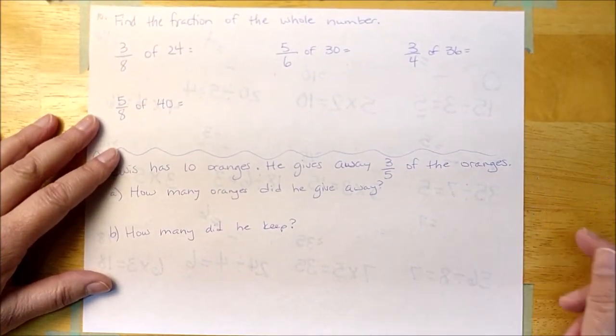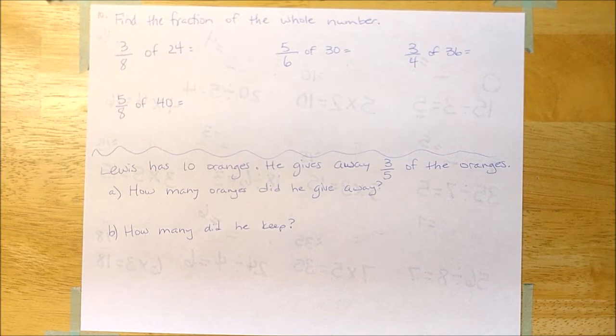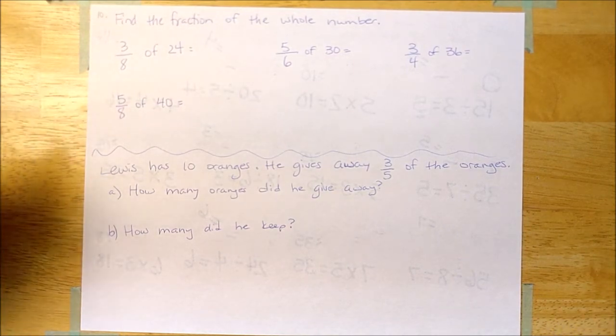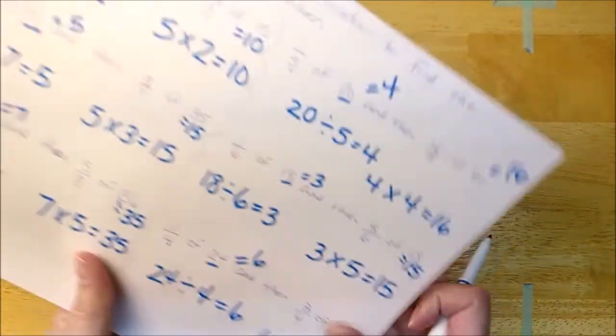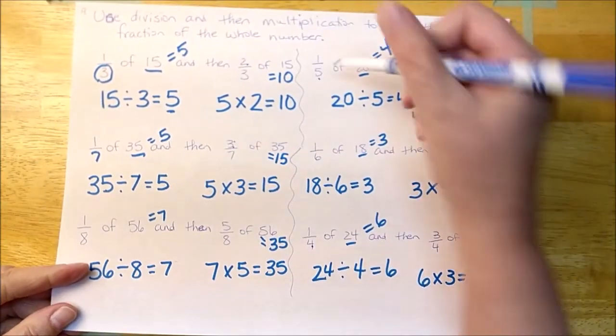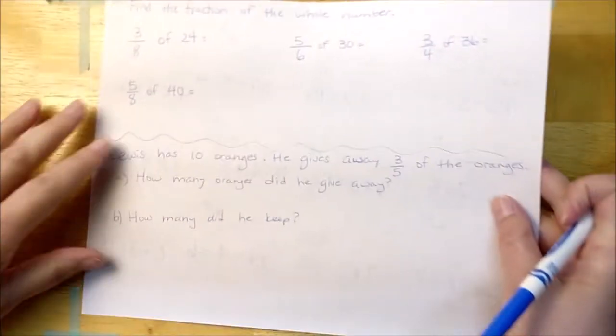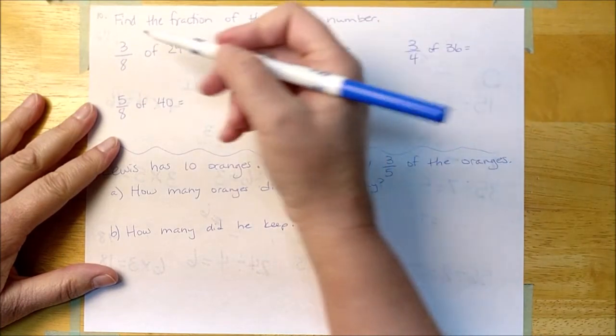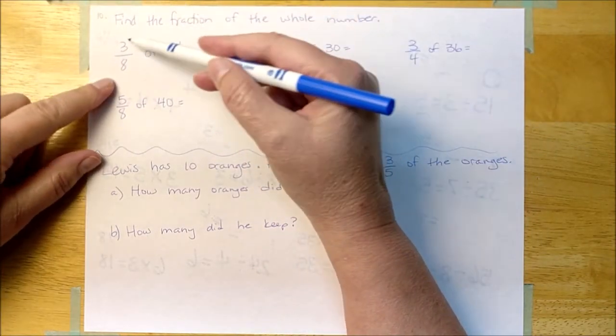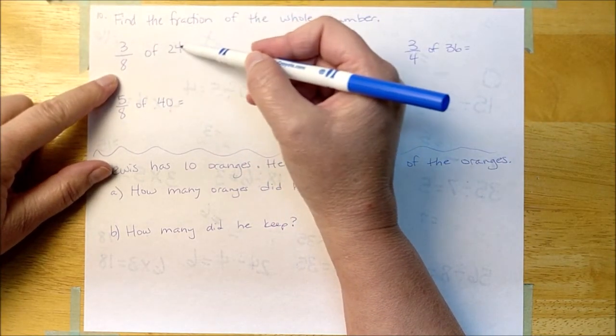Number 10. Oh, page 10. So I now need to find the fraction of the whole number. Okay, so now we're going to have to do this step in our head and just figure out this one on our own. So I know I have to figure out what 3/8 of 24 is.